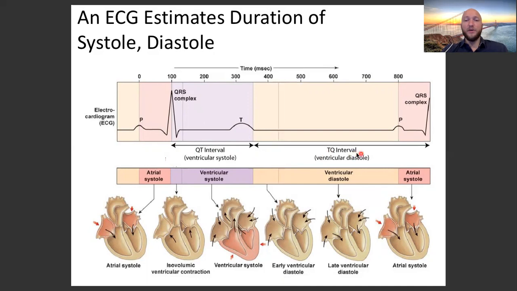The TQ interval is ventricular diastole, ventricular relaxation. It starts at the T wave and ends at Q. So T all the way back around to Q. I do want you to know about the QT interval and the TQ interval.